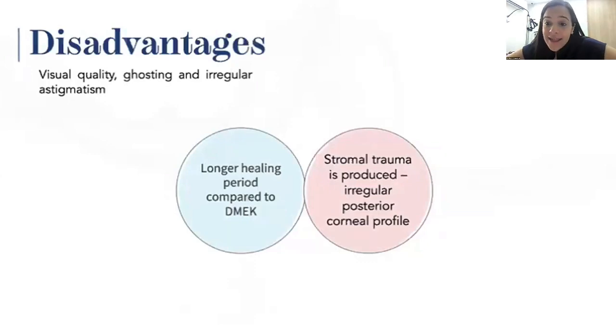Regarding disadvantages, there is a long healing period compared to DMEK. You have to wait at least 6 weeks to see if there is any improvement in the clearing of the central cornea. It can also cause ghosting and irregular astigmatism, which have been observed, and also stromal trauma that can produce an irregular posterior corneal profile.